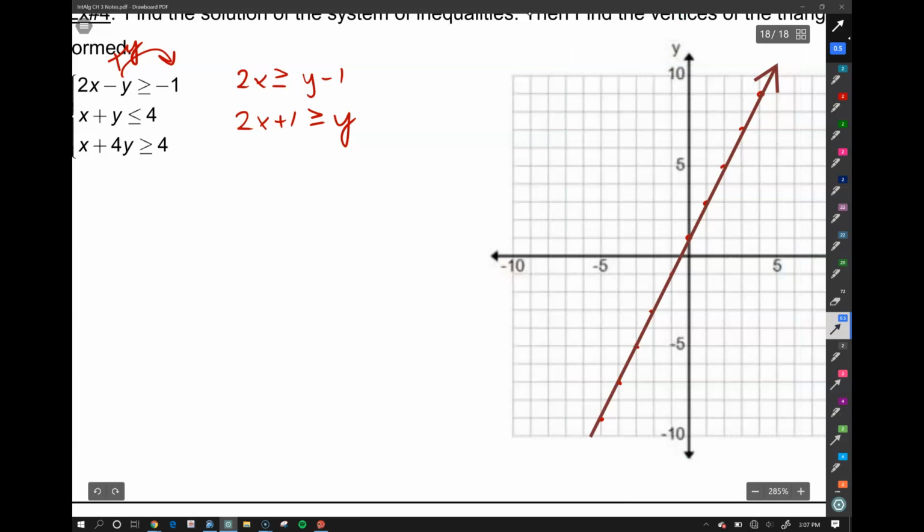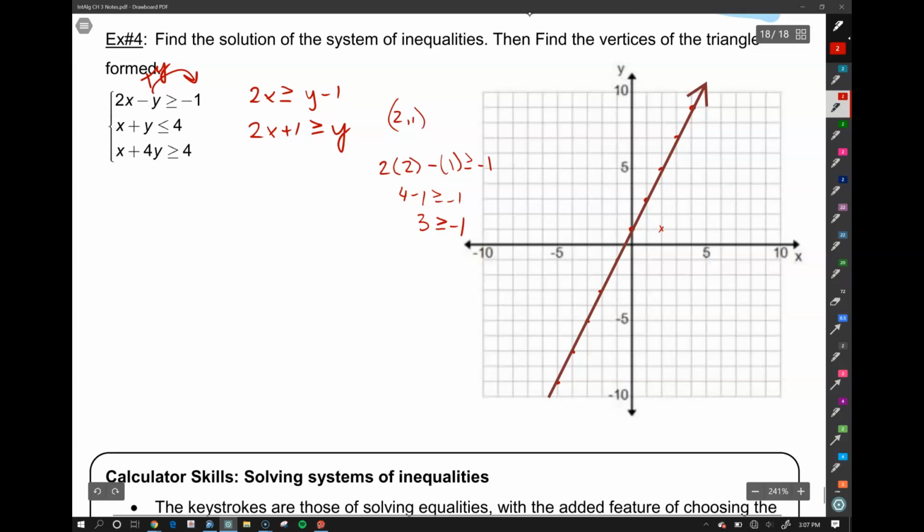Perfect. And then I have to choose which side to shade. I could pick any point on here. What point do you want to choose to test? 2, 1, so it's right here. Okay, so we're testing 2, 1. So 2 times 2 minus 1 should be greater than or equal to negative 1. I'm just plugging straight back into the original equation. Is 4 minus 1 greater than or equal to negative 1? Is 3 greater than negative 1? Yep. So that tells me the half where this is located, I will shade.